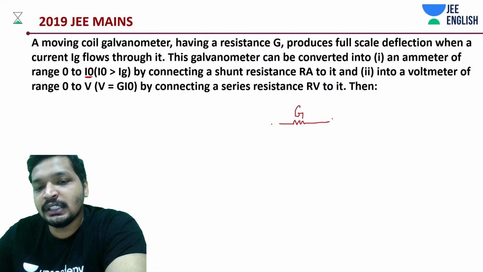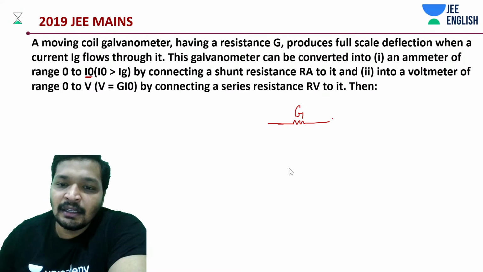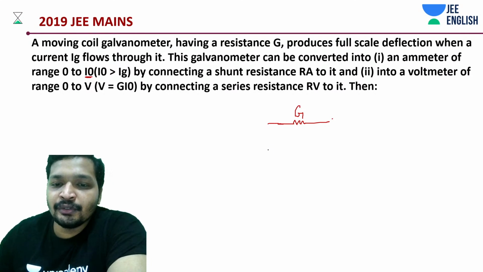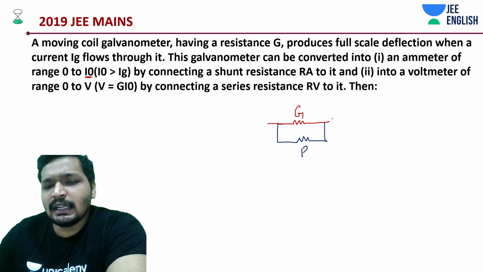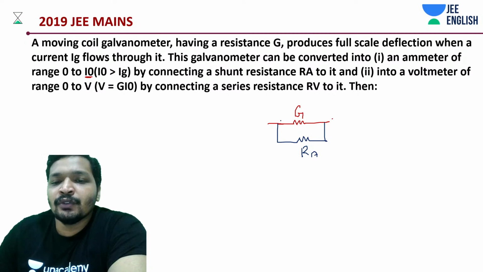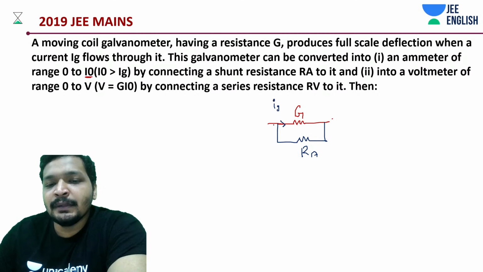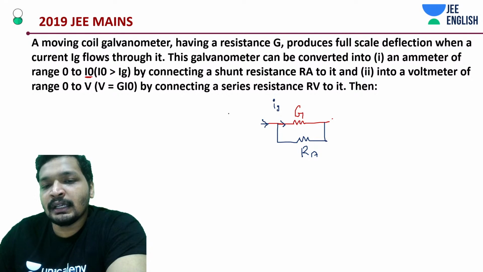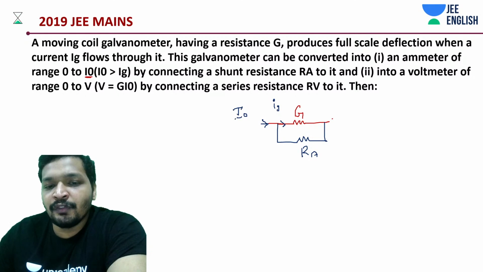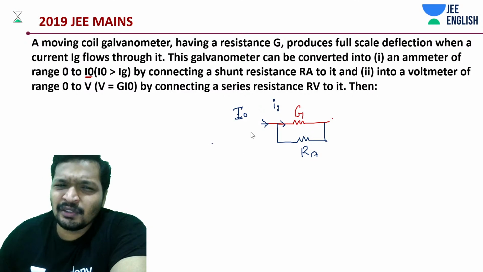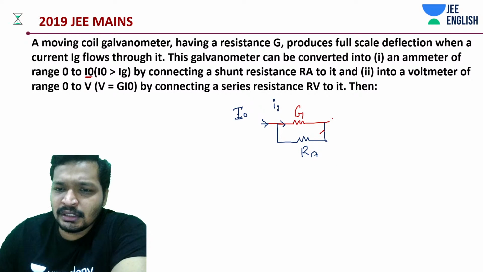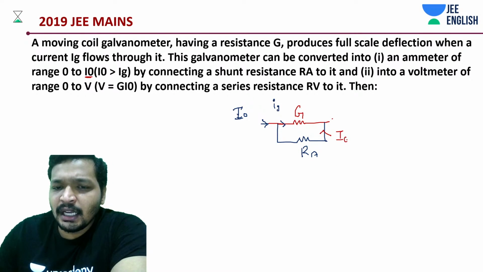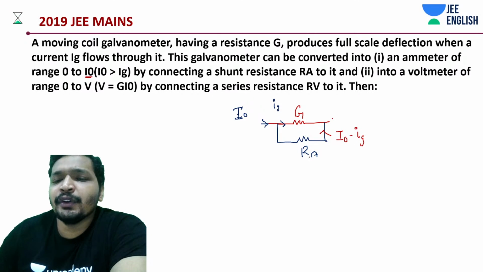There is a galvanometer G, and this galvanometer can be shunted with some resistance like RA, which is going to produce that ammeter. This is a little confusing question, but it's a simple question. Here IG current can flow at max, and the total current can be I naught. That means the current flowing through this is I naught minus IG. So I naught minus IG is going to flow through RA.